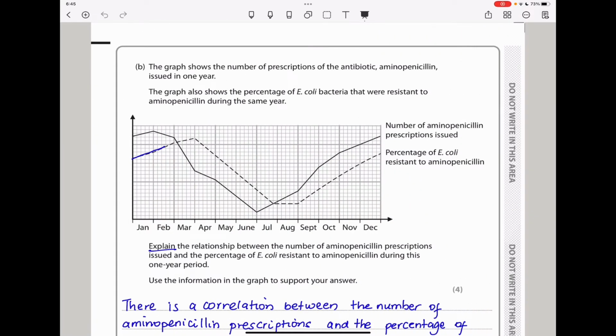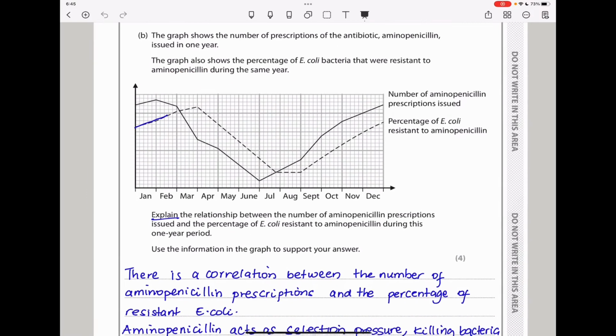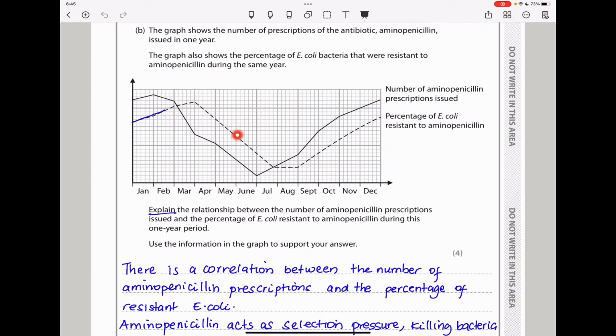Here they say, the graph shows the number of prescriptions of the antibiotic aminopenicillin issued in 1 year. They're going to say the graph also shows the percentage of E. coli bacteria that were resistant to aminopenicillin during the same year. So we see how these 2 graphs are changing. The first one is number of aminopenicillin prescriptions issued, and the next one is the percentage of E. coli resistant to aminopenicillin.